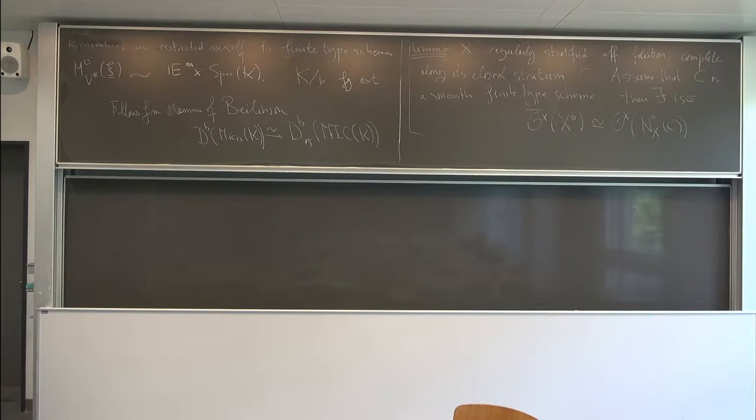Do you assume C is a closed stratum, or is X the completion along its closed stratum? No, X is complete along C. So C is the closed stratum, and X is isomorphic to the completion of X at C, if you want.